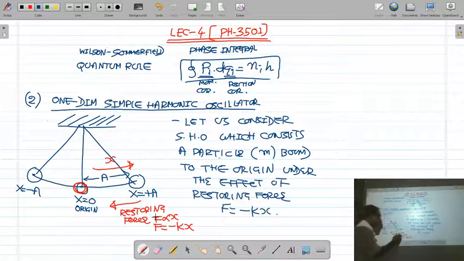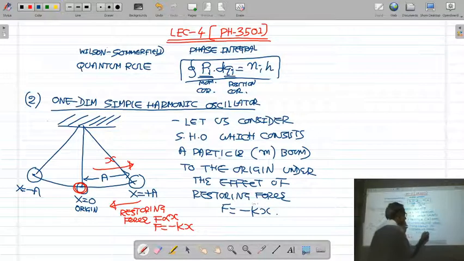The restoring force F is always proportional to the displacement x of the oscillator. When the oscillator makes a displacement x on the right hand side, the restoring force acting on the oscillator is directly proportional to displacement x. So F is equal to minus kx. It is opposite to the displacement of the oscillator, that is why the negative sign is taken.